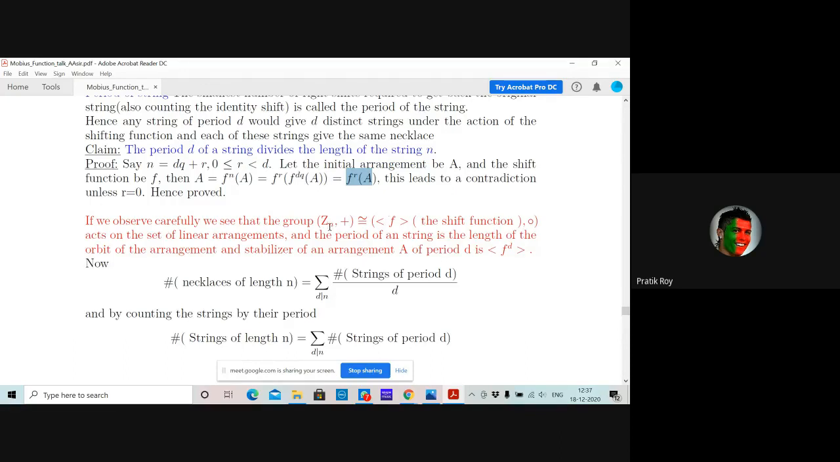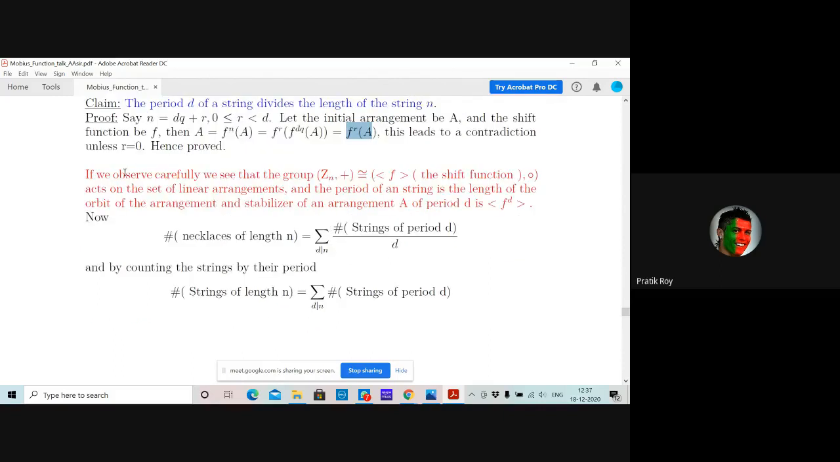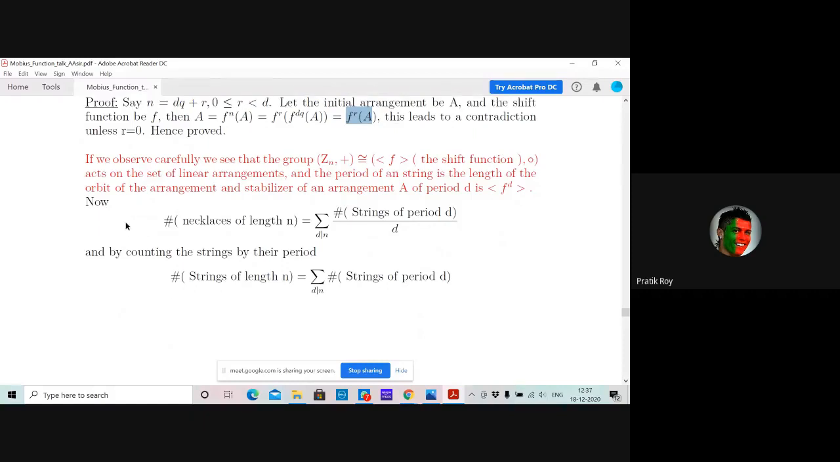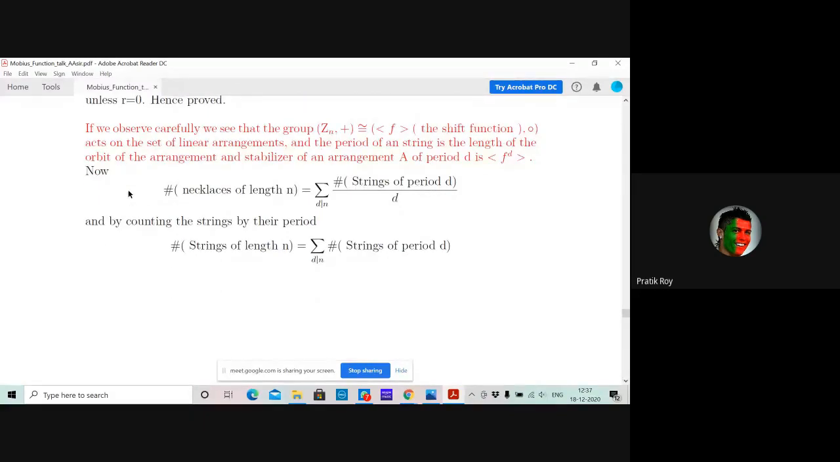Okay, so for the time being, let's just ignore the red one as the color mentions. Now we want to find the number of necklaces. We have already observed that each necklace has a distinct string arrangement.